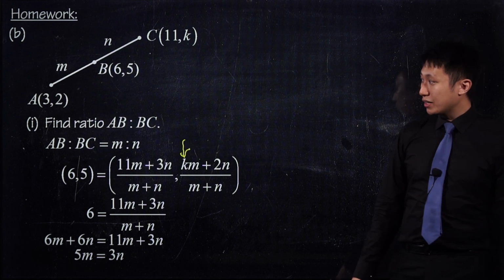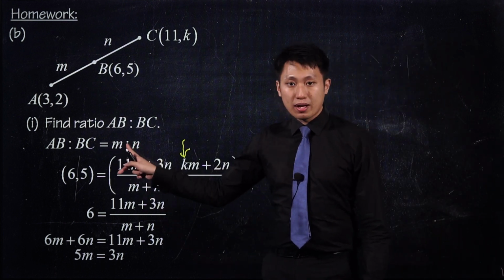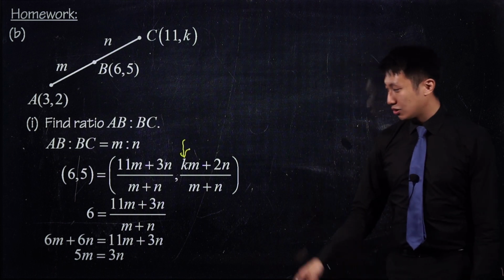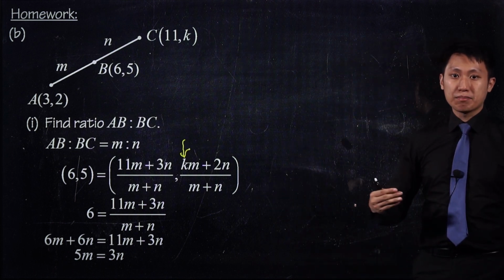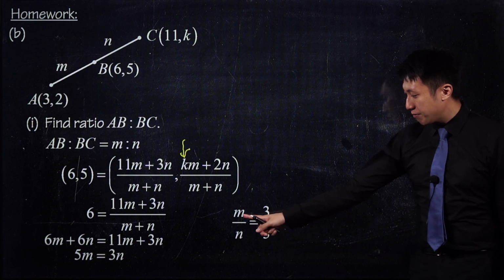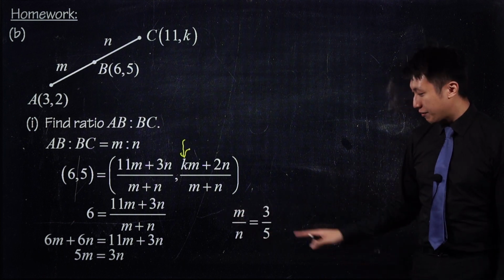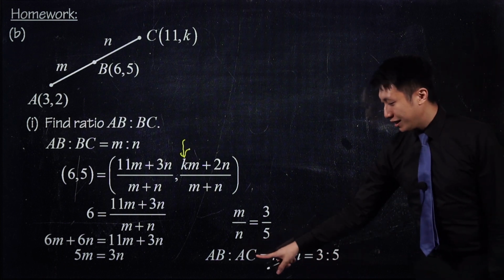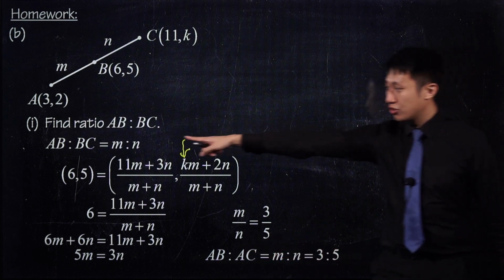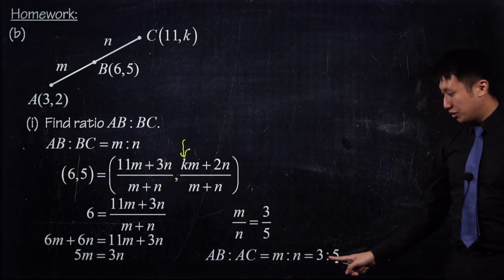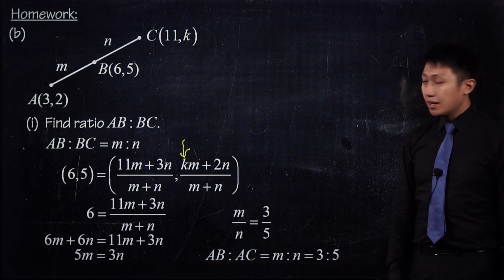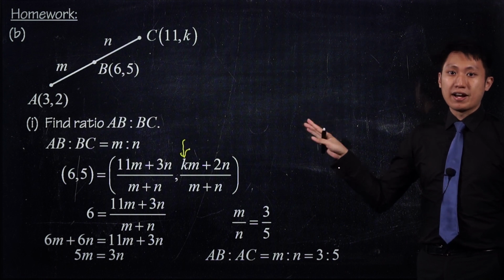So what do you want to find? You want to find the ratio of m to n. Hence, you can find the ratio of AB to BC. So now you want m divided by n. Then m divided by n, as you see from there, is 3 to 5. And you get your ratio. AB to BC is m to n. That's what you wrote. Then it's 3 to 5. Okay. That's quite simple. Very important. This question again, very important.